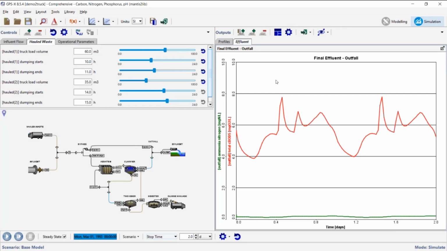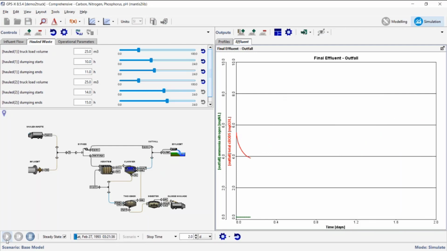Okay, so maybe it would be better to say, if I want to keep my effluent BOD under 6, this line right here, then probably I can't accept this much load. So you could do a capacity analysis here. You could say, what is the amount that I can actually accept and still be in reasonably good shape? So we are going to reduce these down to 25 each, and then run it one last time here and we can see where we end up.